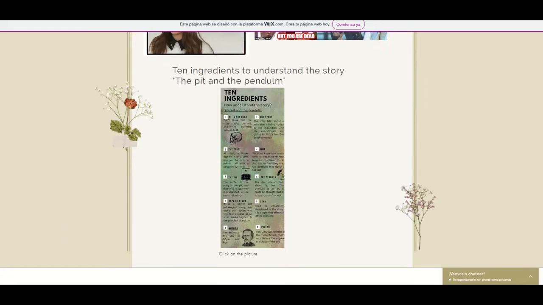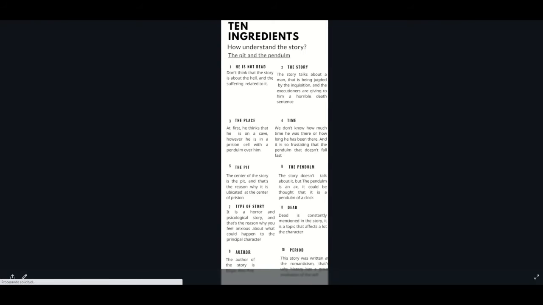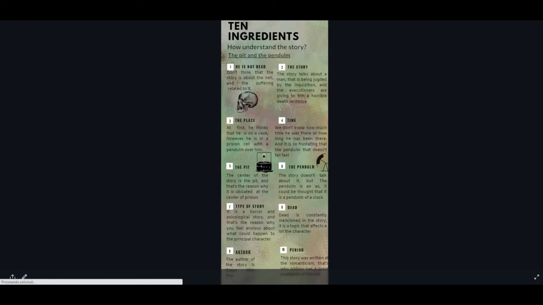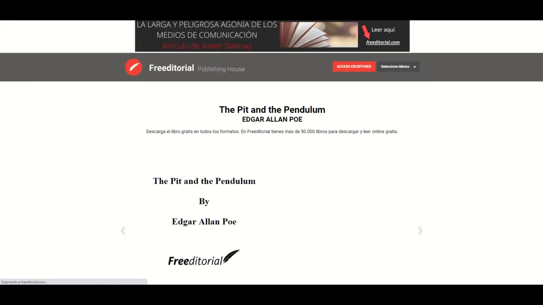Then we have the infographic. This infographic is about the 10 ingredients to understand the story, The Pit and the Pendulum. The first ingredient is "He's not dead," the second, the story, the third, the place, the fourth, time, the fifth, the pit, the sixth, the pendulum, seventh, the type of the story, eighth, death, ninth, author, and the last is the period. The first link that it has is the online book.